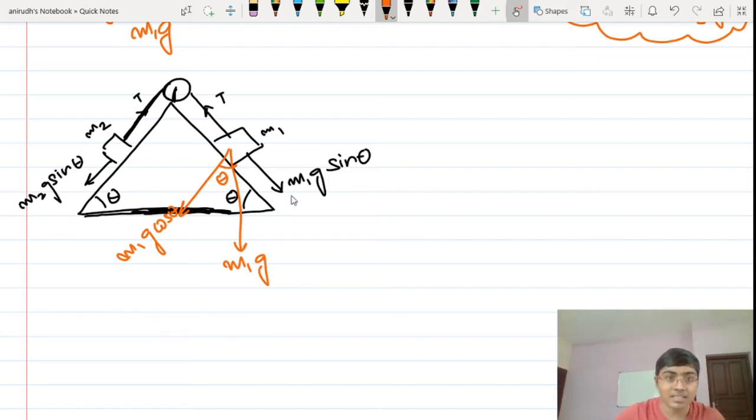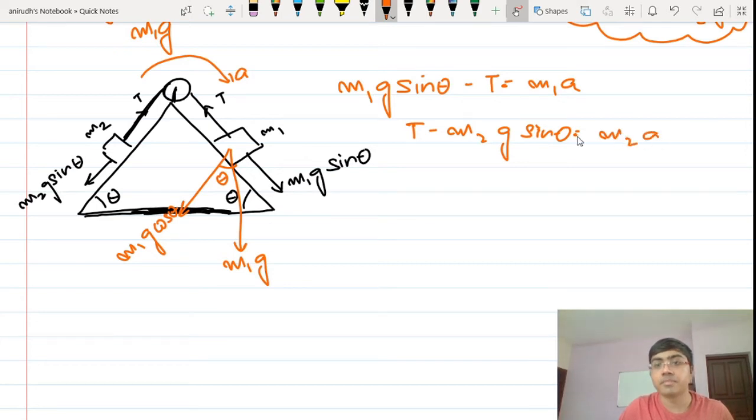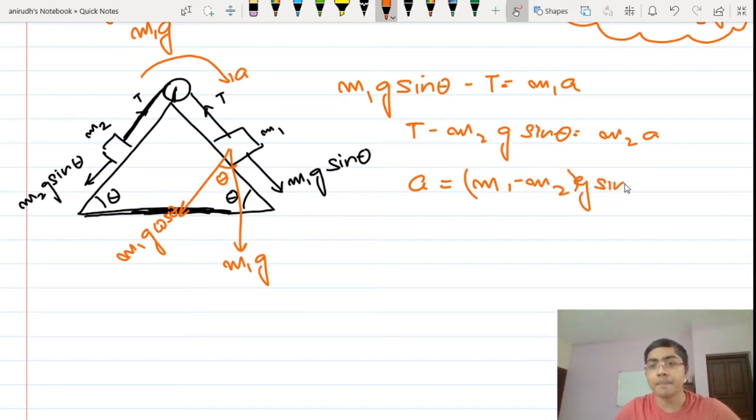So the force acting is this, and I am saying that the acceleration is towards this direction. So m1 is moving along the acceleration. So I can say that m1g sin theta minus T is equal to m1 into a. Now in the other one, T minus m2g sin theta is equal to m2 into a. Again, you solve this with the help of two equations, and I get a equal to (m1 minus m2) into g sin theta upon (m1 plus m2).